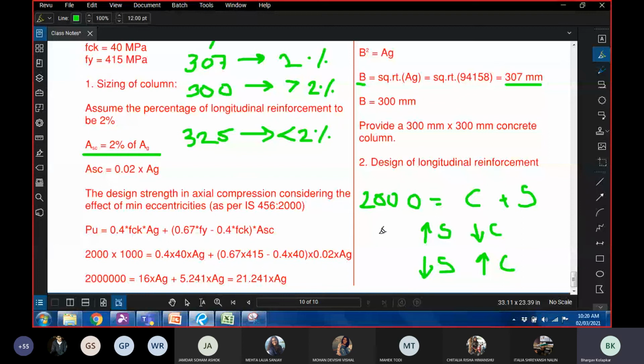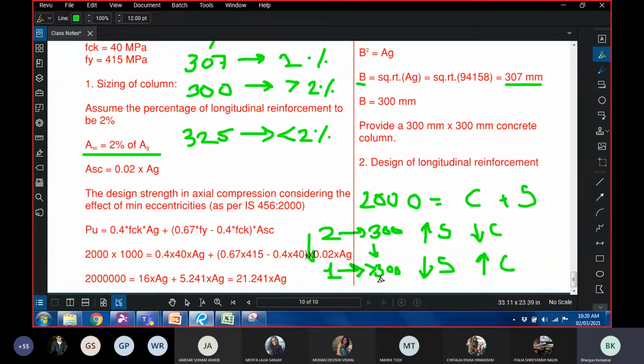So say for 2%, the value that I'm getting is 300. If I reduce the contribution, that is, if I reduce from 2 to 1%, this is going to be greater than 300 because the contribution from concrete should now increase. And that is the reason it is obvious that if I shift from 2% to 1%, this 300 will go somewhere to say 400, 450.